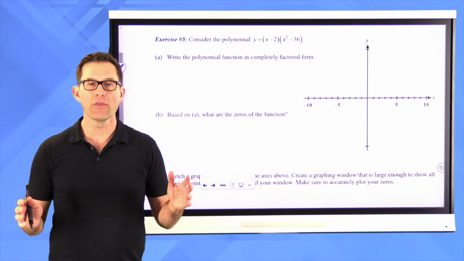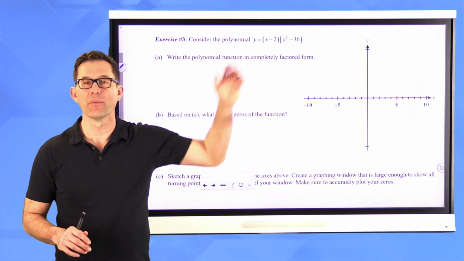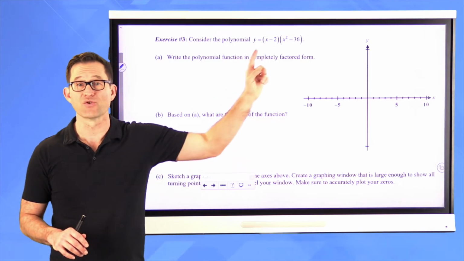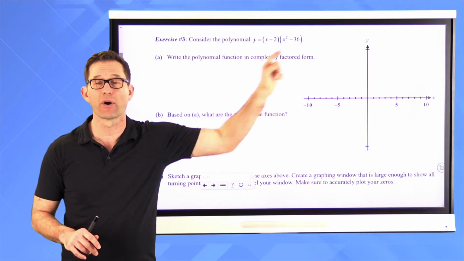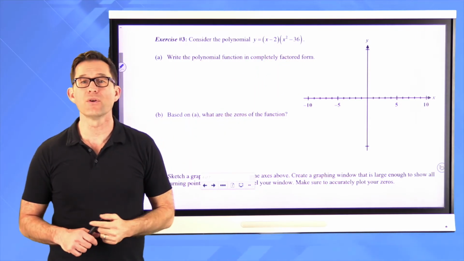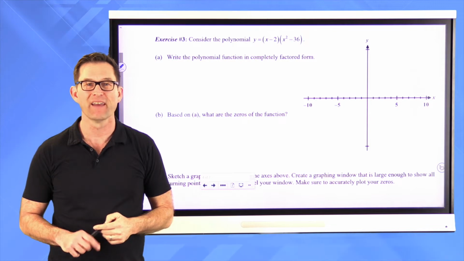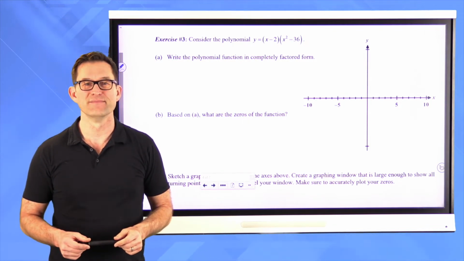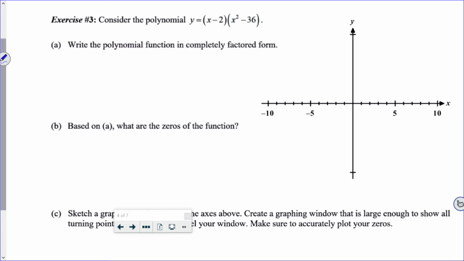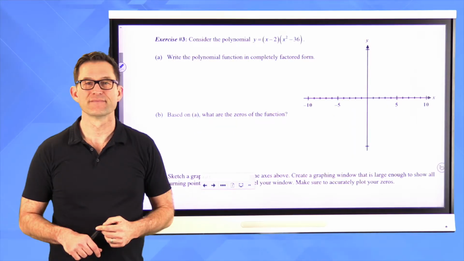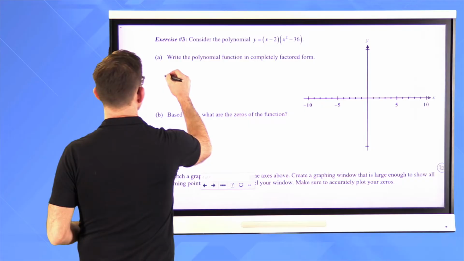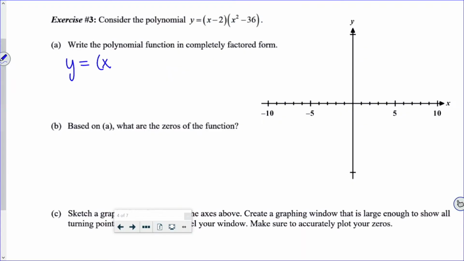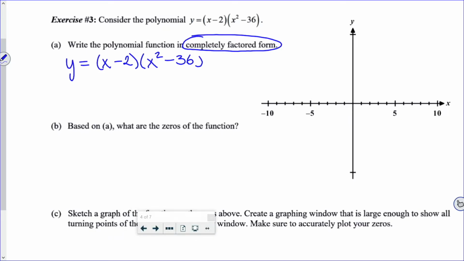All right, so in other words, here I've got a polynomial that's somewhat factored because it's written as a product of x minus 2 and x squared minus 36, but I claim that you can do a little more factoring on that. Pause the video now and see what you can do. All right, well, there's not much. The last thing you would want to do is multiply this out. That's not what it's saying. Completely factored form means you want to factor until you can't factor anymore.